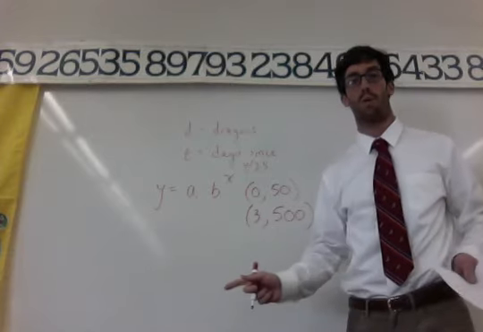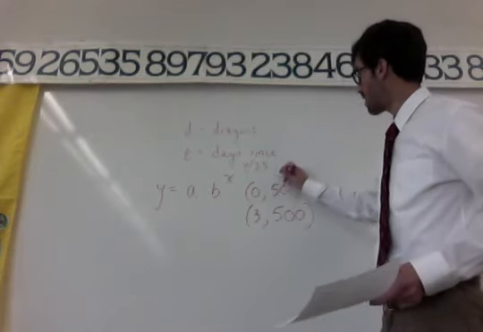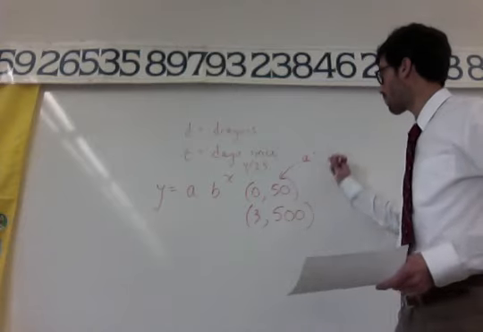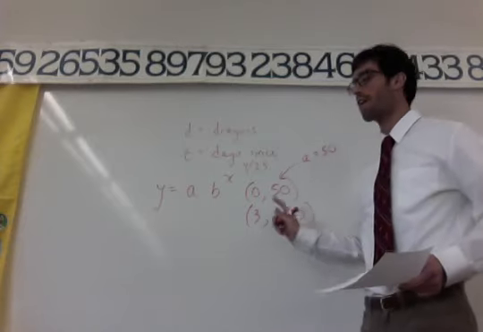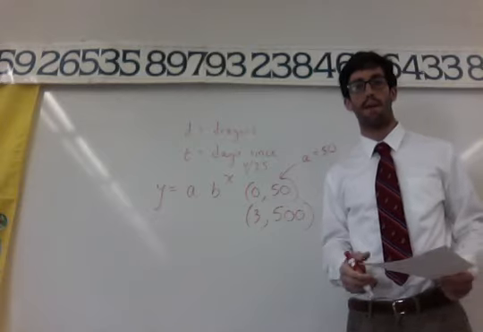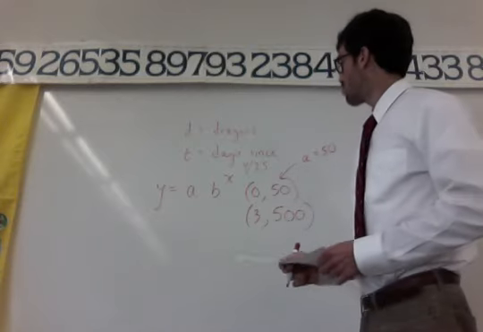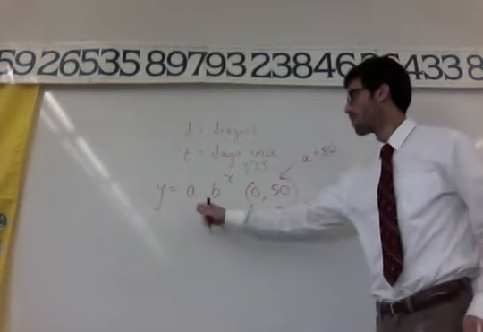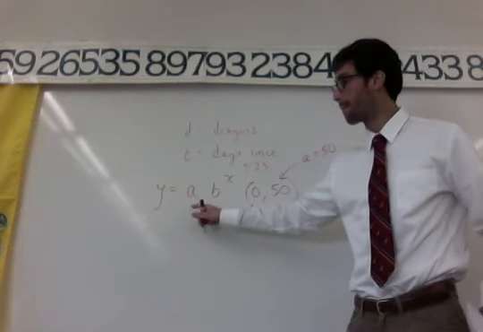Now we've got to come up with an equation. Well, this is our A value, okay? A equals 50. You're not always given the starting value, but if you are, it makes for an easier problem, all right? So the starting value is 50, so we know that's A. Let's plug it in.